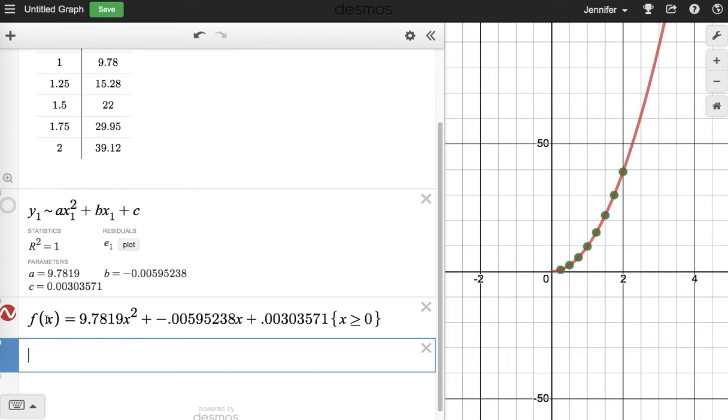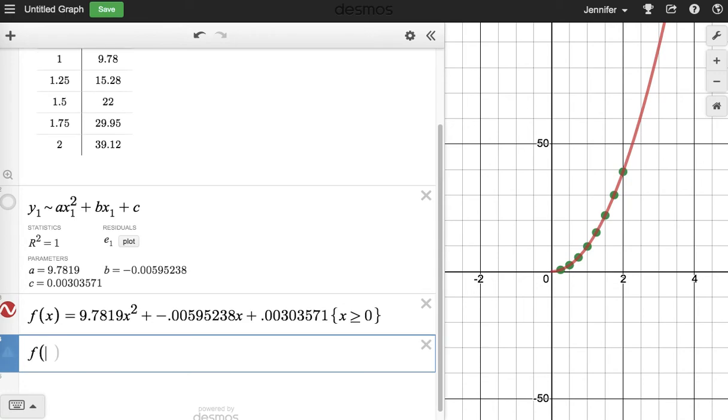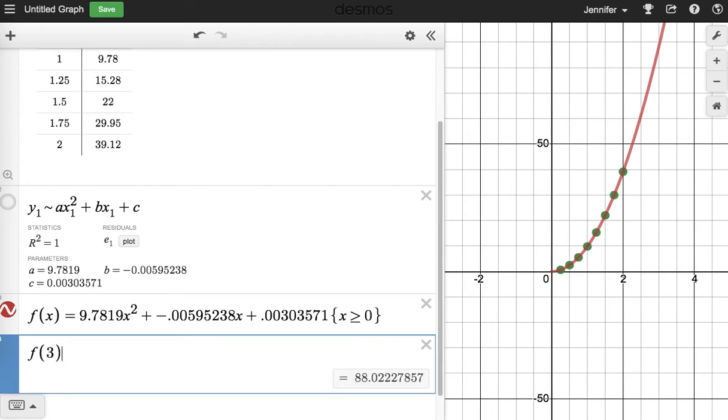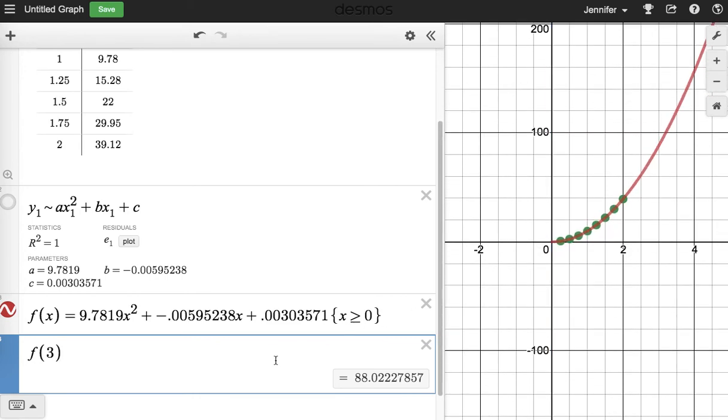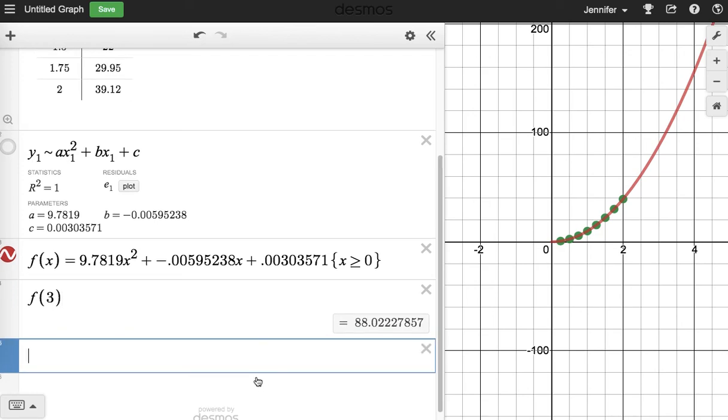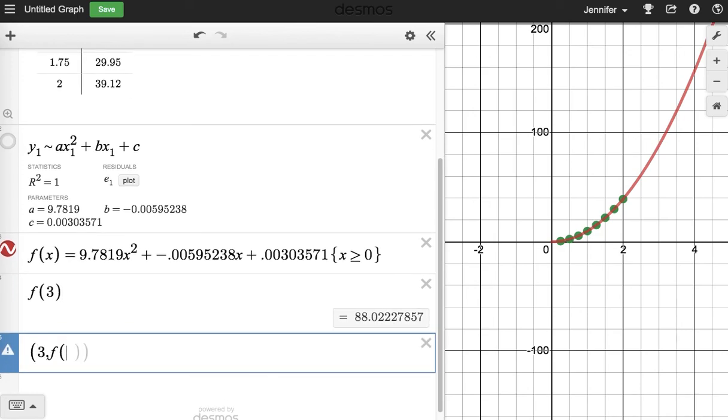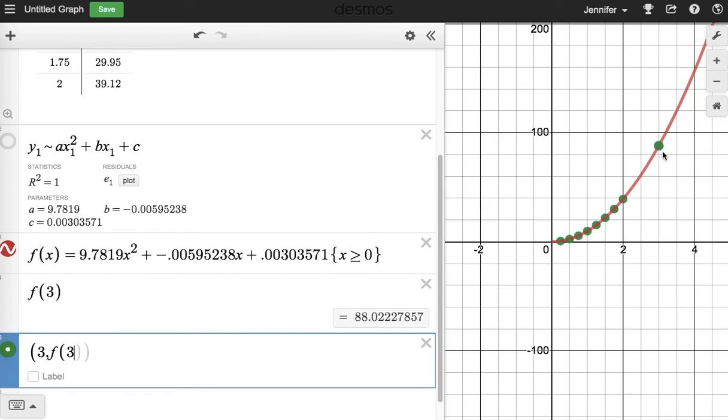So if we want to predict the length of the pendulum if the period is 3 seconds, we can do f of 3 and get an approximation there, which is 88.022. If we wanted to look at that particular value, we could graph that as well. We could graph 3 comma f of 3 to see where that point is, and we can see that also lies on my parabola. So if a pendulum has a period of 3 seconds, it's going to be approximately 88.022 inches long.